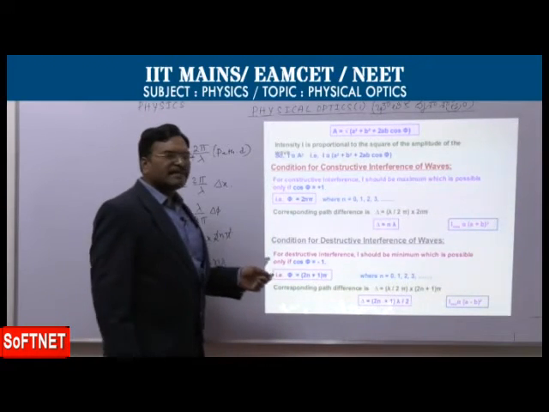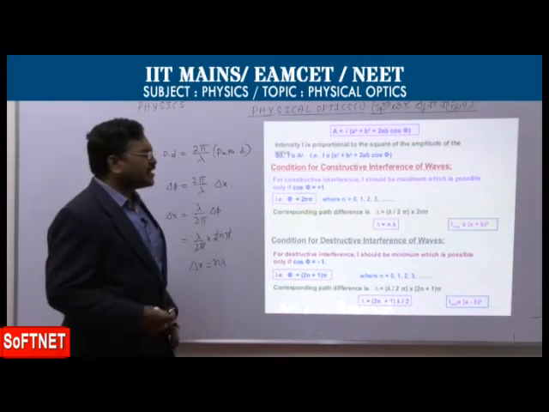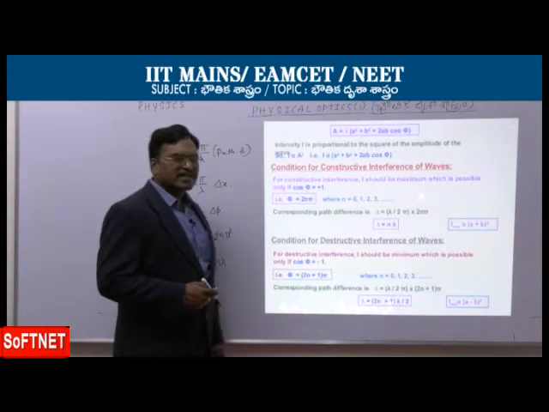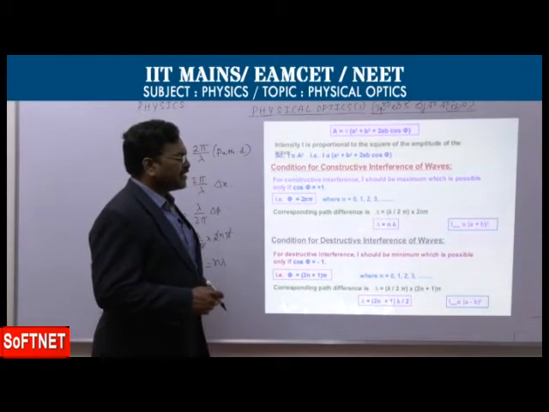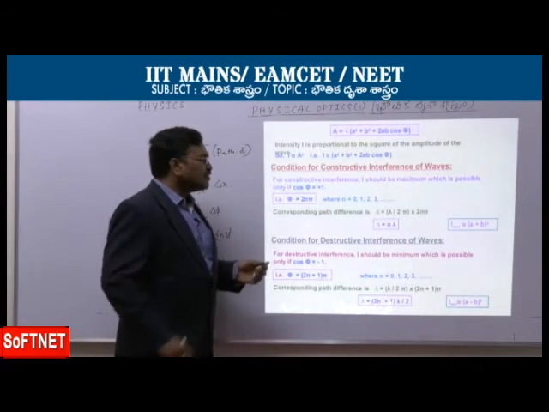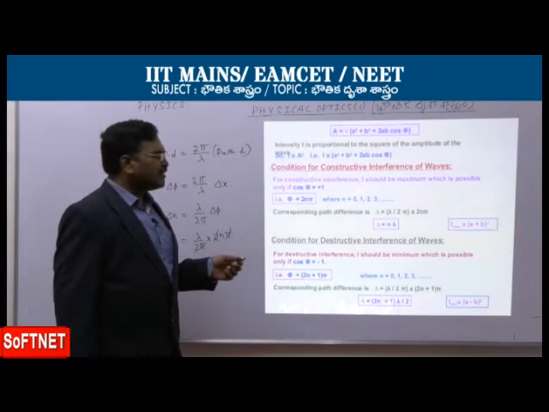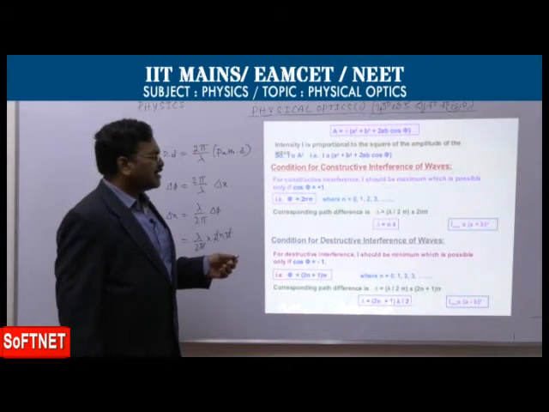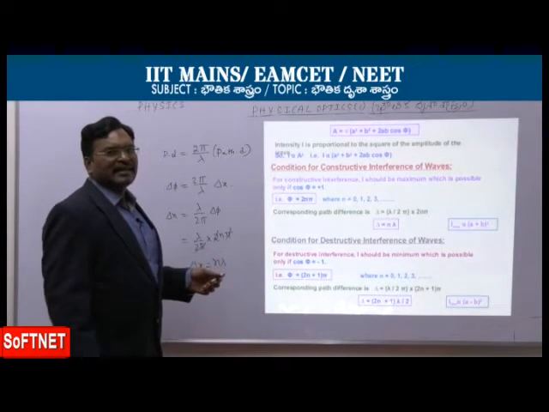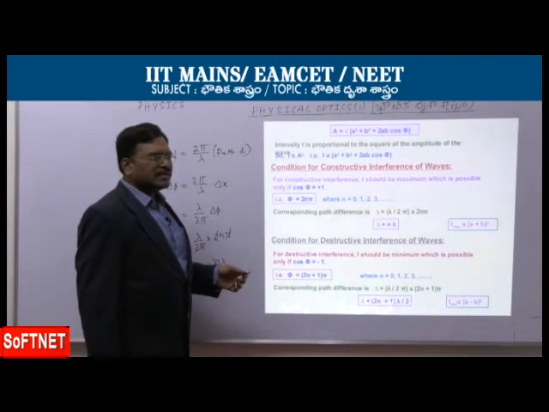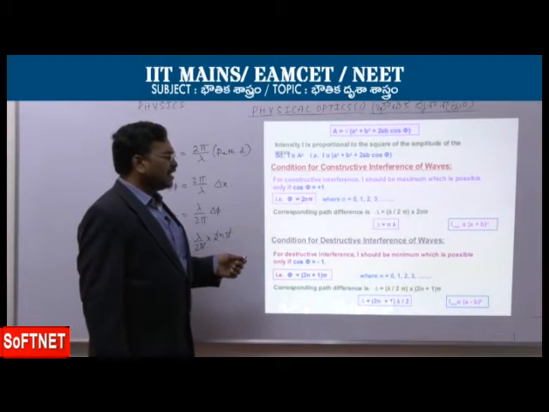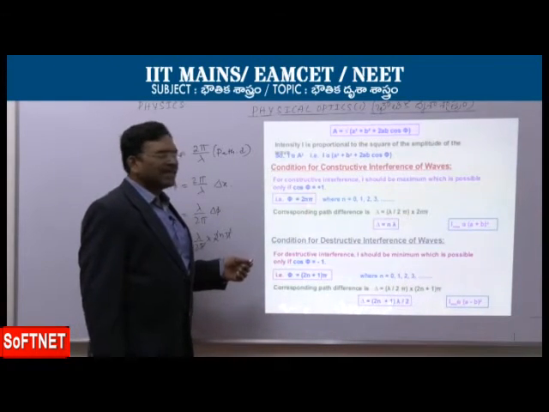The physical interpretation is that the crest of one wave overlaps the crest of the other wave, or the trough of one wave overlaps the trough of the other wave. So a bright band forms and constructive interference takes place. The path difference is nλ, with n equal to 0, 1, 2, 3 and so on. For n equal to 0 we get the central maximum. N equal to 1 means phase difference 2π, the next bright band. N equal to 2 gives the next bright band, like that, 4π, and so on.